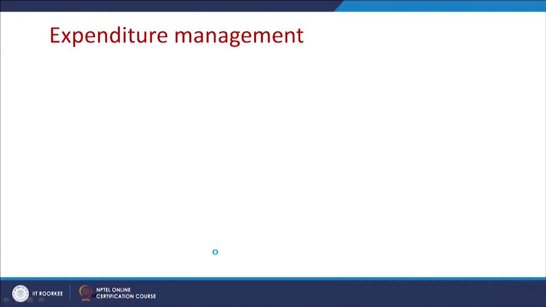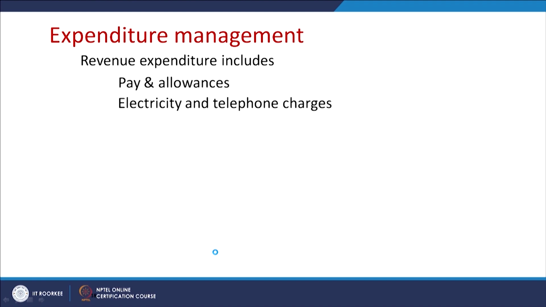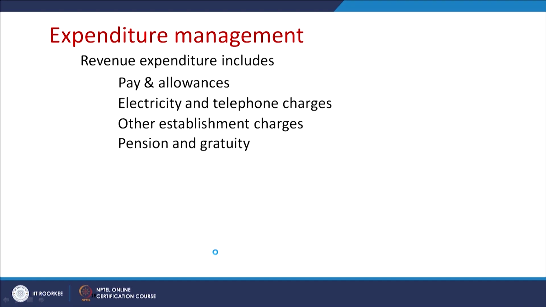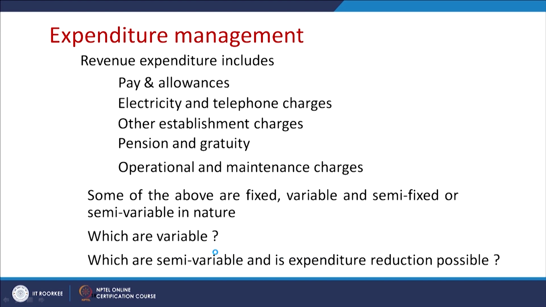Next we see very quickly a few points on how we can manage the expenditure. So, revenue expenditure includes pay and allowances, the charges for telephone and electricity, establishment charges, pension and gratuity, and operational and maintenance charges. Some of the above are fixed, variable, and semi-fixed or semi-variable in nature. Now the question is how you manage it, and which are variable and which are not; those kinds of questions you have to ask.